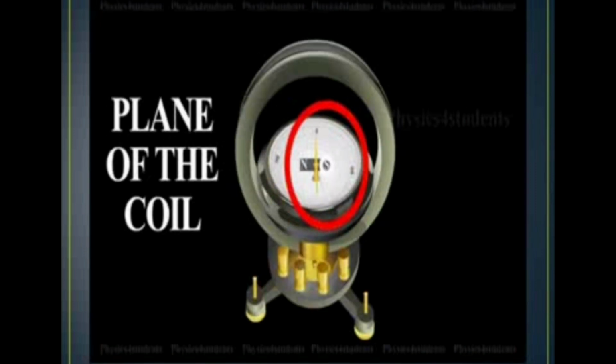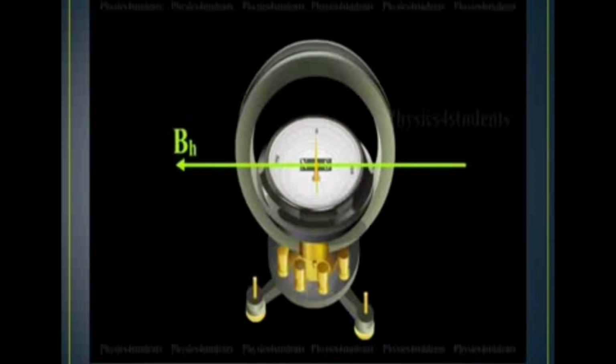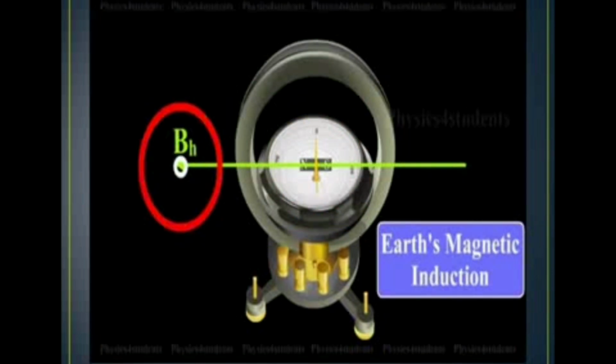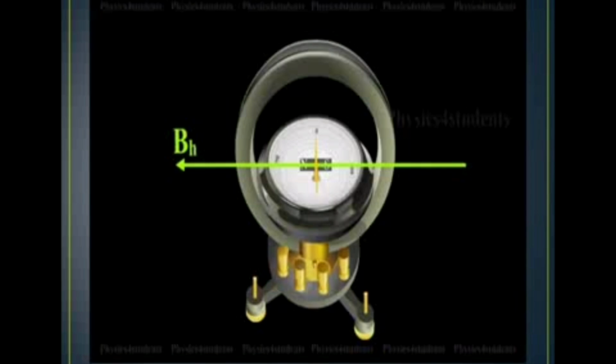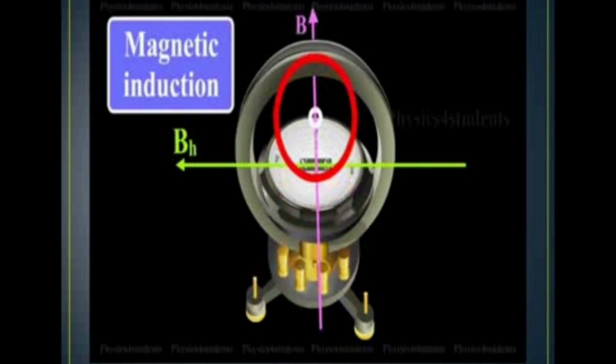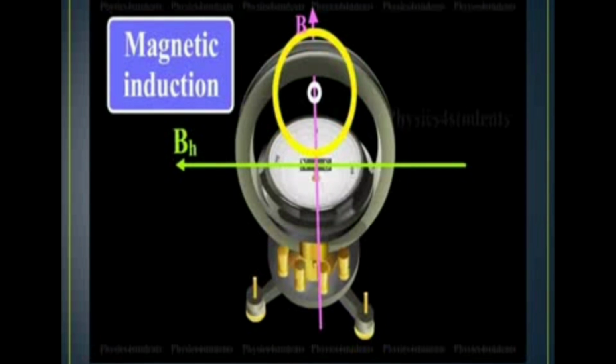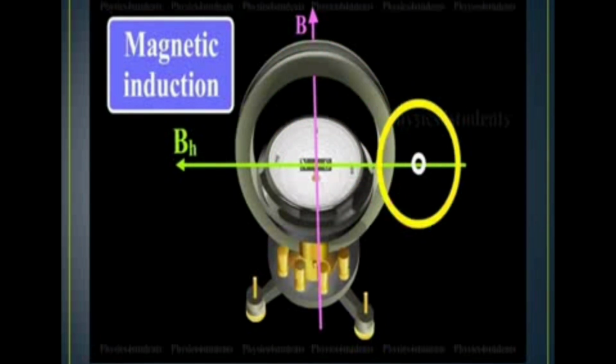So the coil is placed parallel. So the earth's magnetic field BH is acting like this. This is the earth's magnetic field. Earth is a magnet; earth behaves like a magnet. When the current is flowing through the conductor, that coil, a magnetic induction is produced. That magnetic induction is perpendicular to the earth's magnetic field BH. So the two fields are perpendicular to each other.